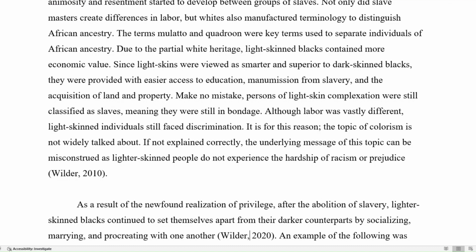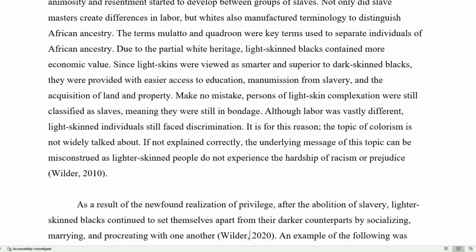Due to the practice, white heritage, light skinned blacks contained more economic value. Since light skins were viewed as smarter and superior to dark skinned blacks, they were provided with easier access to education, manumissions from slavery, and acquisition of land and properties.